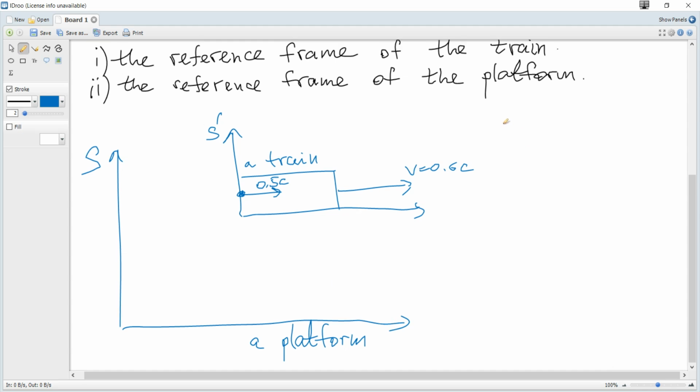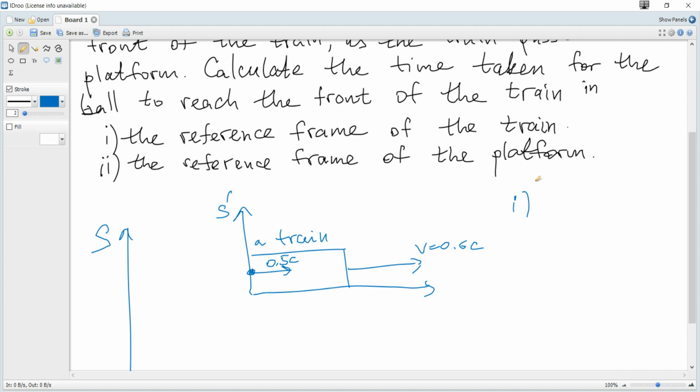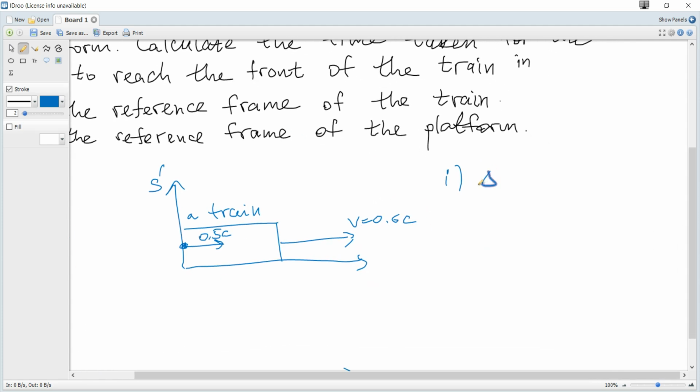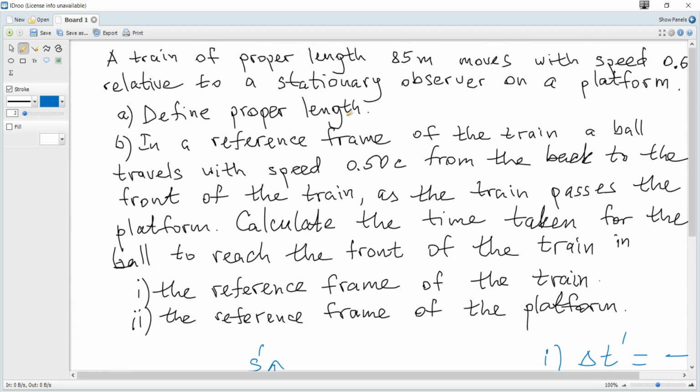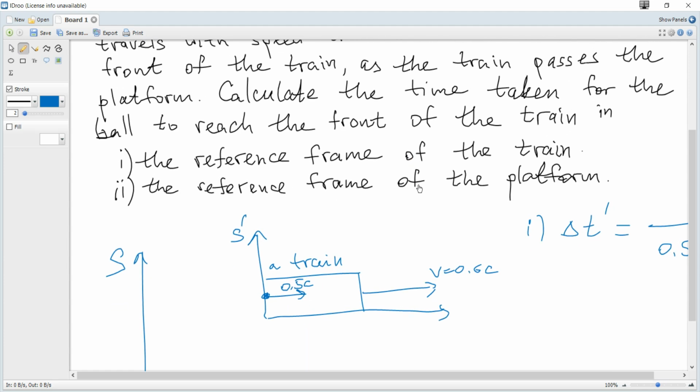For the first question, we need the time taken for the ball to reach the front of the train in the reference frame of the train, and since it's in the moving reference frame, it's delta t primed, and time is distance divided by speed. Speed is 0.5 c relative to the train, but what about the distance? It is given as 85 meters, but it's a proper length, and where is it?